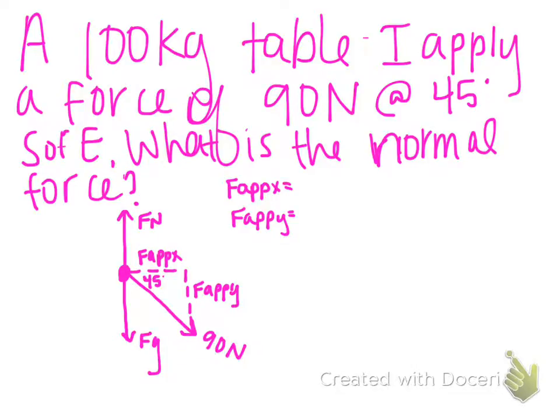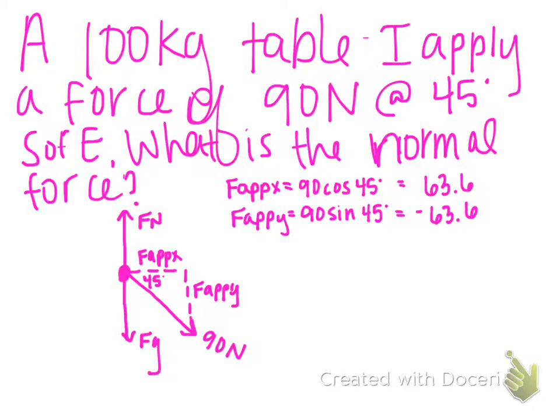For X, we should use which one? Cosine. Good. So for X, we'll use 90 times cosine of 45. For Y, we'll use 90 times sine, even though it's going to be the same value. Okay, for the X component, what did we get? 63.6. And for our Y component, we got negative 63.6. And I'll show you something that we need to really pay attention to here.